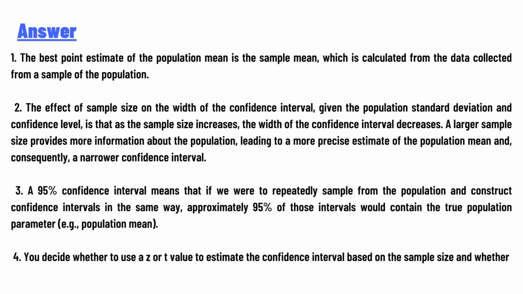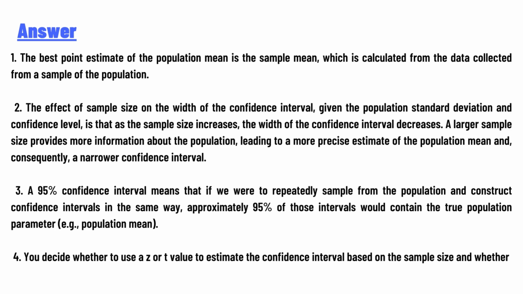Third, a 95% confidence interval means that if we were to repeatedly sample from the population and construct confidence intervals in the same way, approximately 95% of those intervals would contain the true population parameter, the population mean.